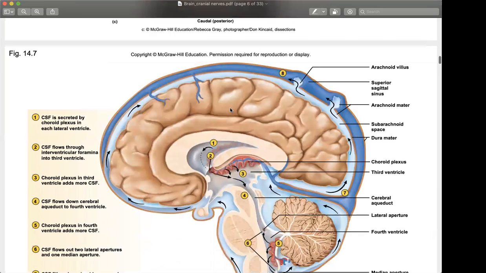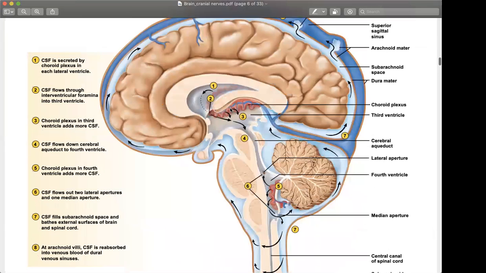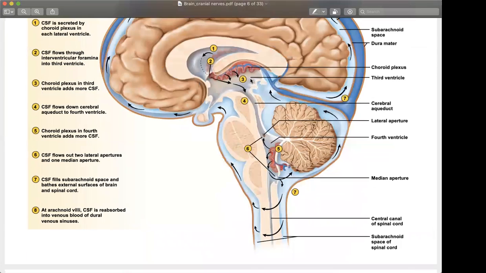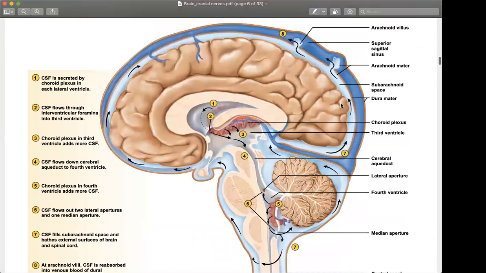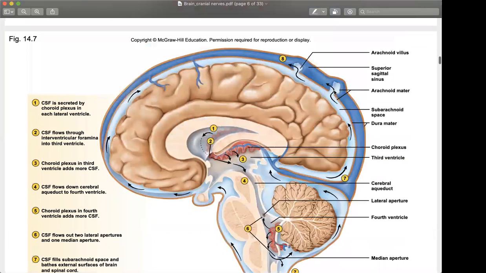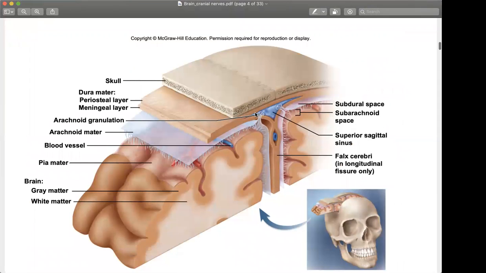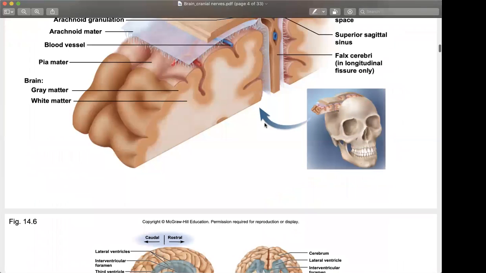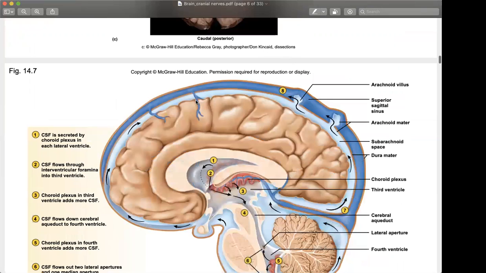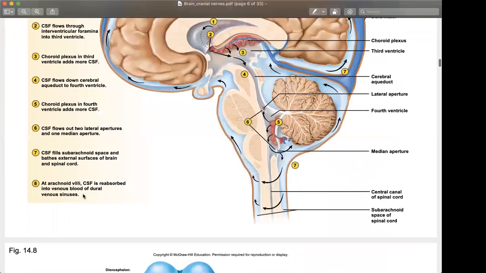This diagram is pretty much almost verbatim what you see on the bottom of page 169, showing you the flow of cerebrospinal fluid. Again, it's created within the choroid plexus, deep within the brain, flows through the ventricles, and then out through the median aperture into the subarachnoid space. And the arachnoid granulations stick out between the arachnoid mater that you saw. Right here, the arachnoid granulations remind me of little mushrooms when they stick out through the dura mater and back into the bloodstream, where the CSF is reabsorbed into the venous blood.